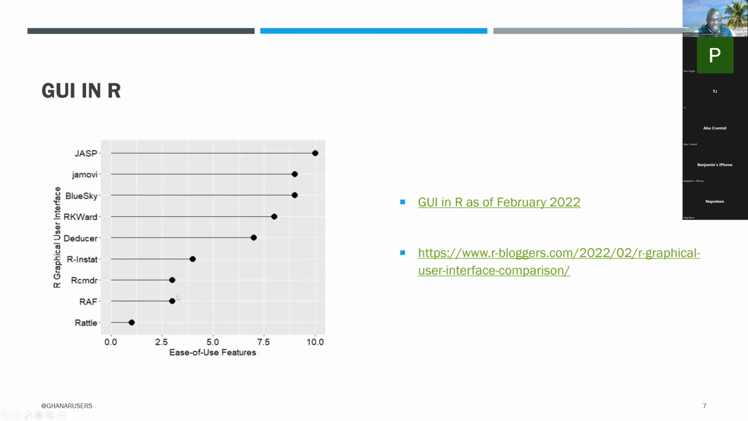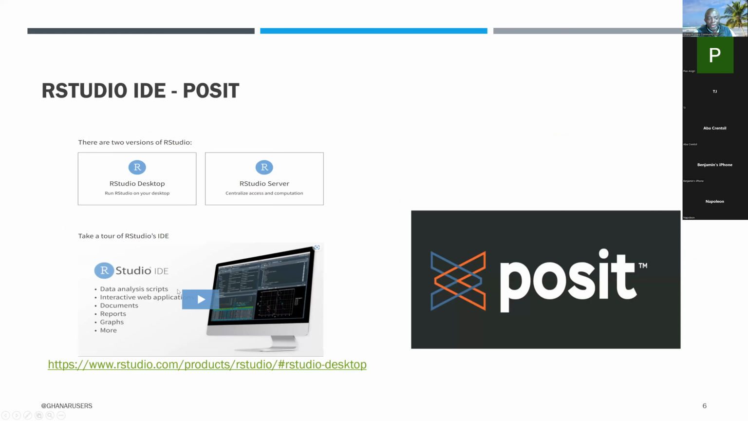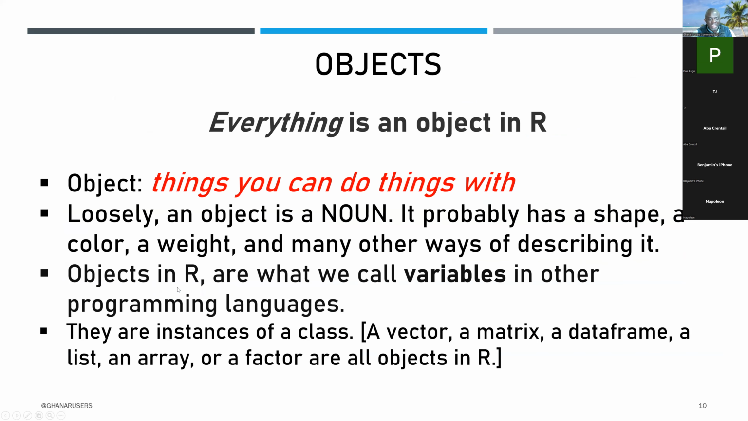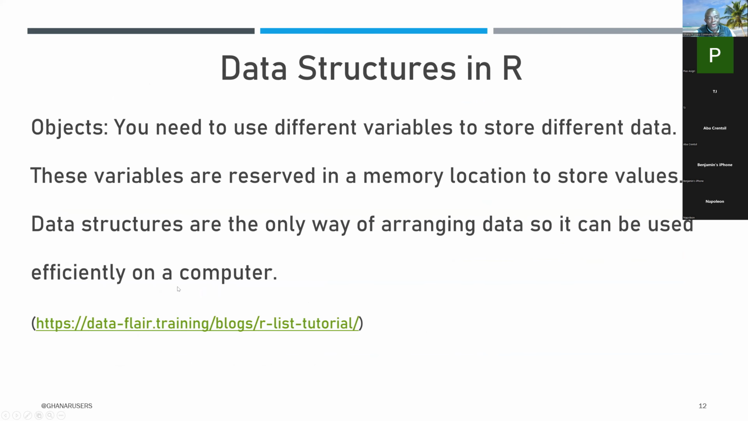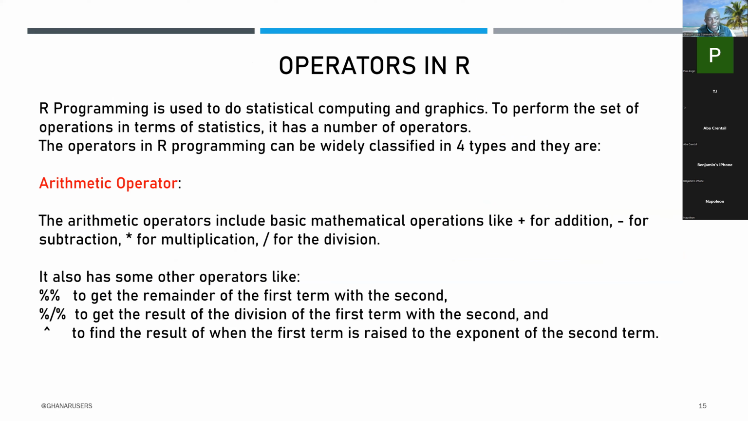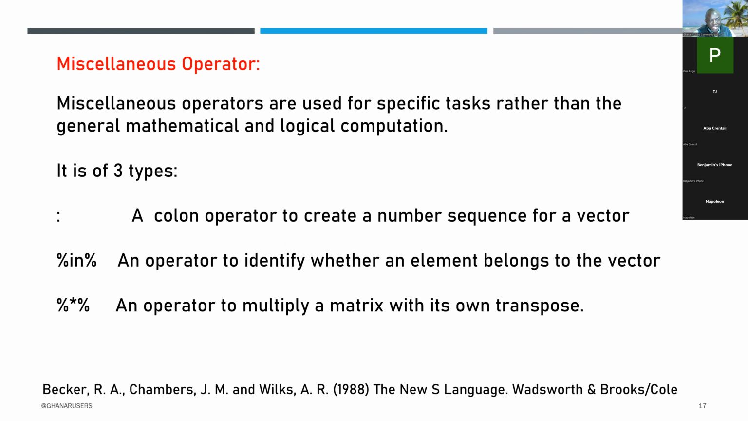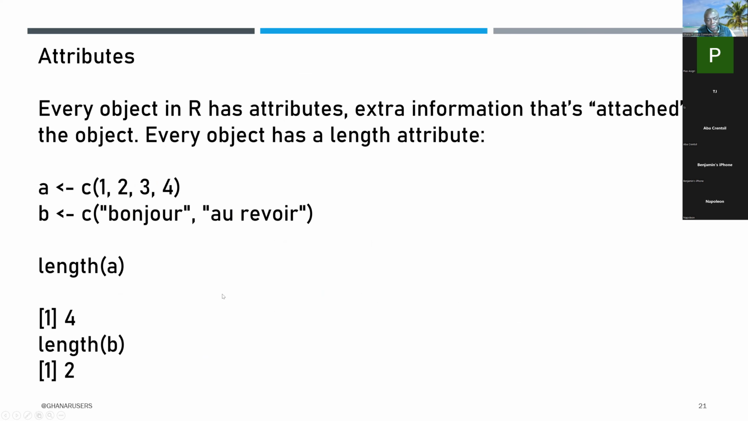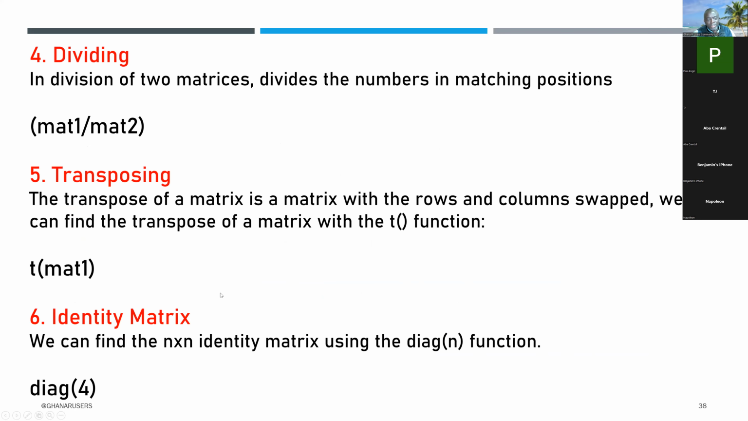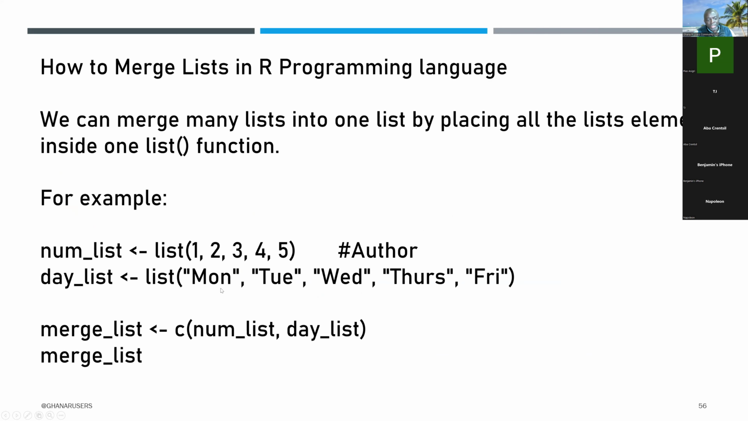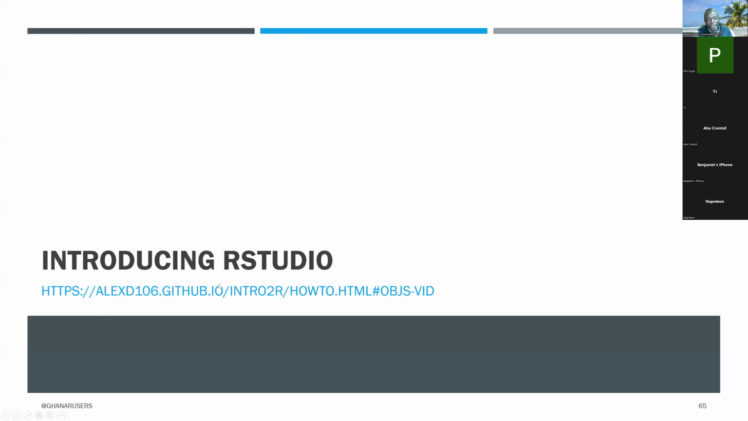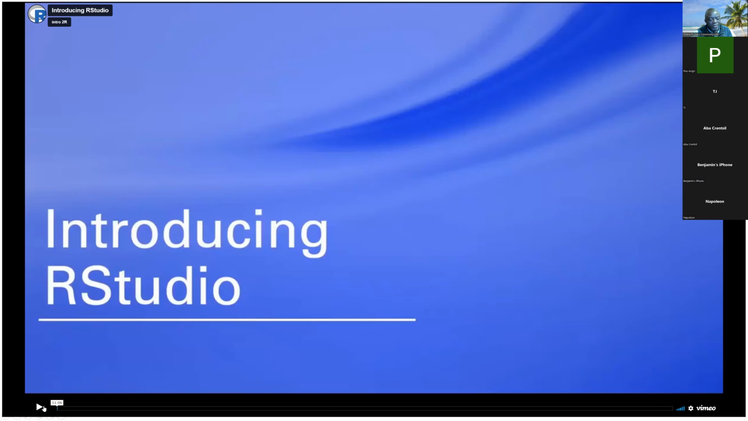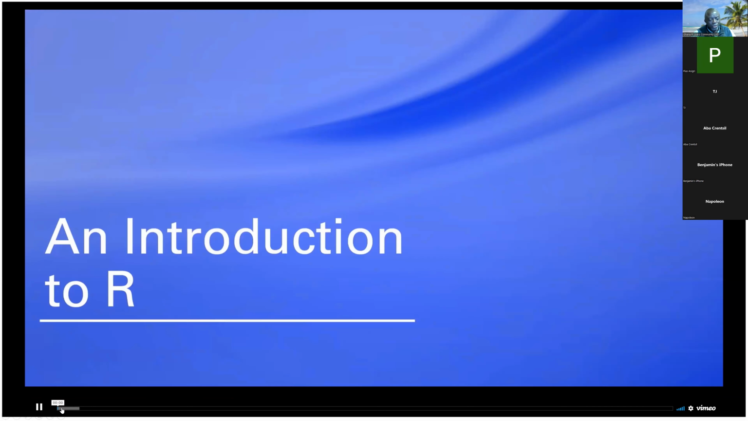That will be in the next session. But for now, what we need is that we have objects in R, and we have the object data types in R, and we have operators, especially the assignment operator. If I want to create an object, I have to assign to it using this symbol. Okay. So I just got this video, which gives an introduction to RStudio.